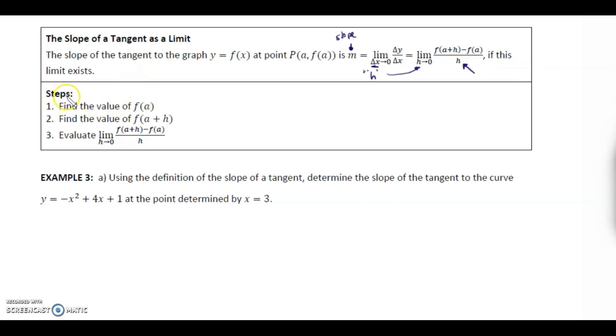Okay, so here are the steps. Find the value of f at a. Then what we're going to do is find the value of f at a plus h, and then evaluate the limit as h approaches 0 of f at a plus h minus f at a all over h.